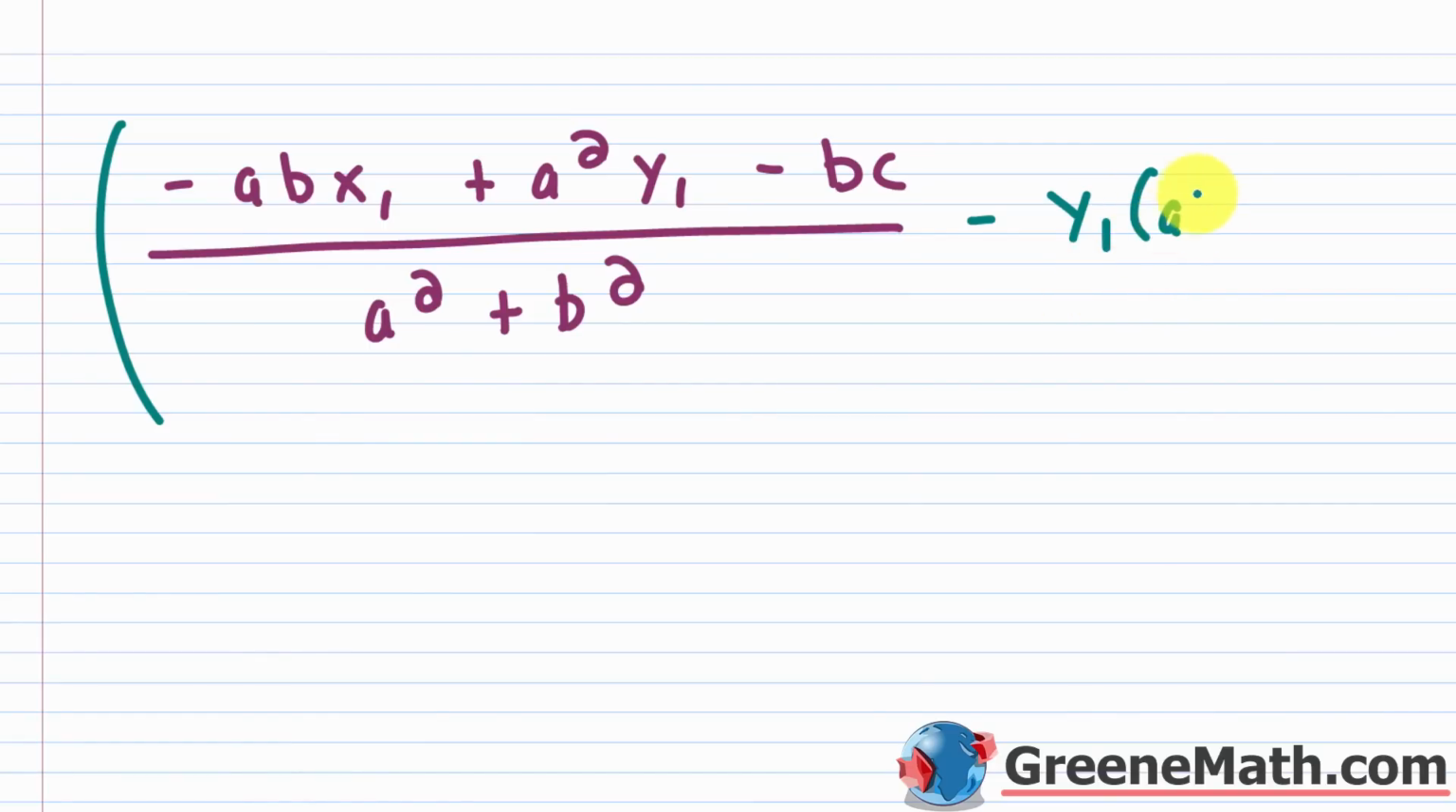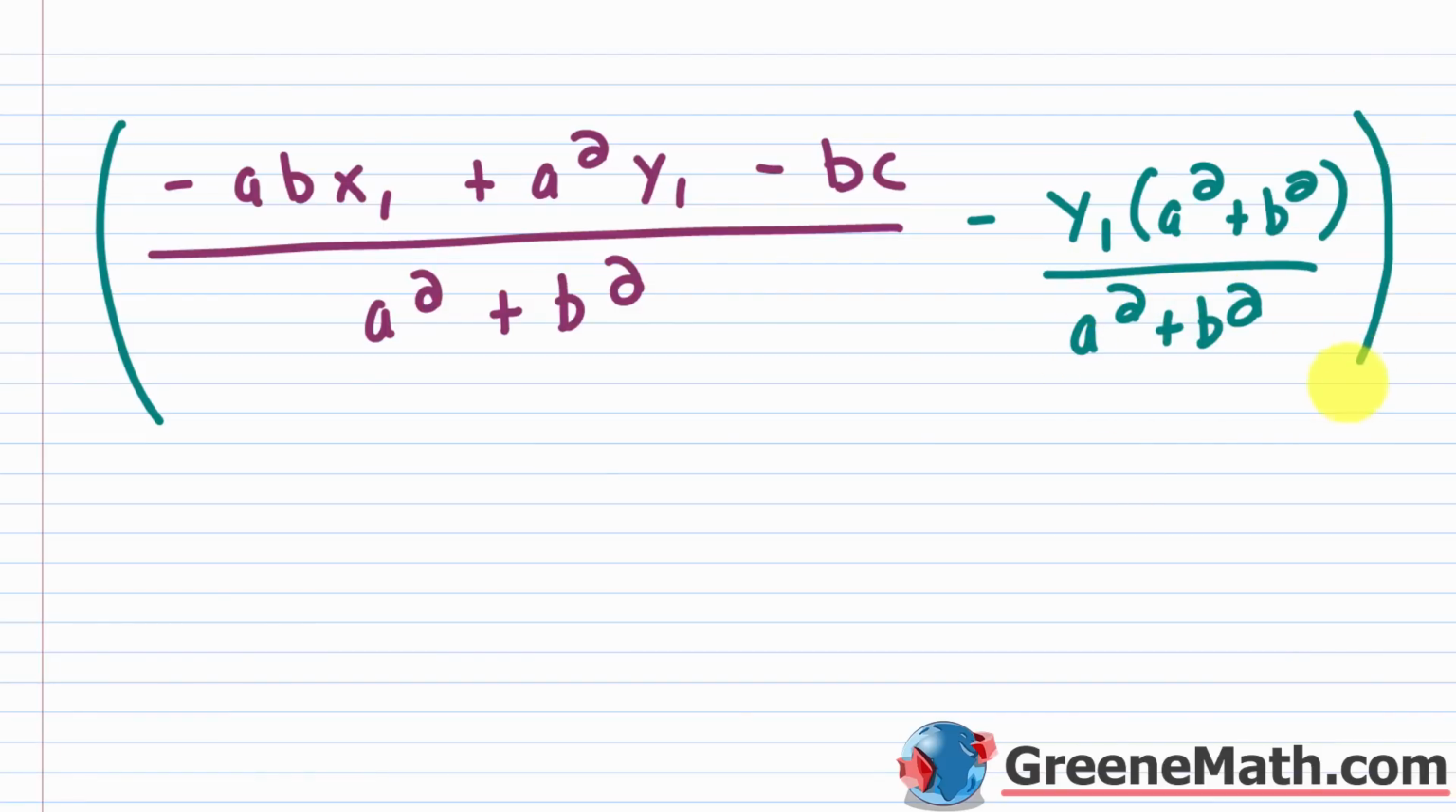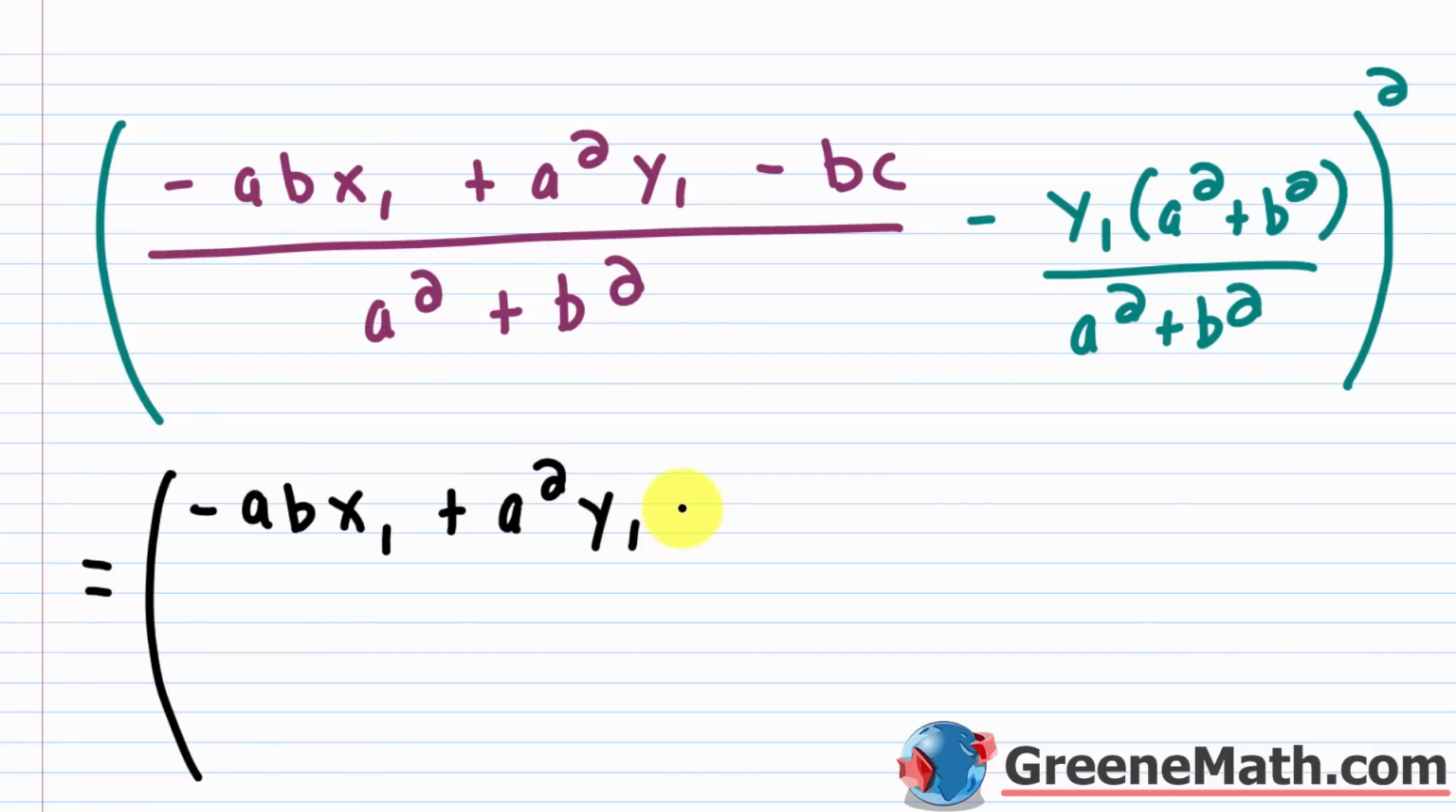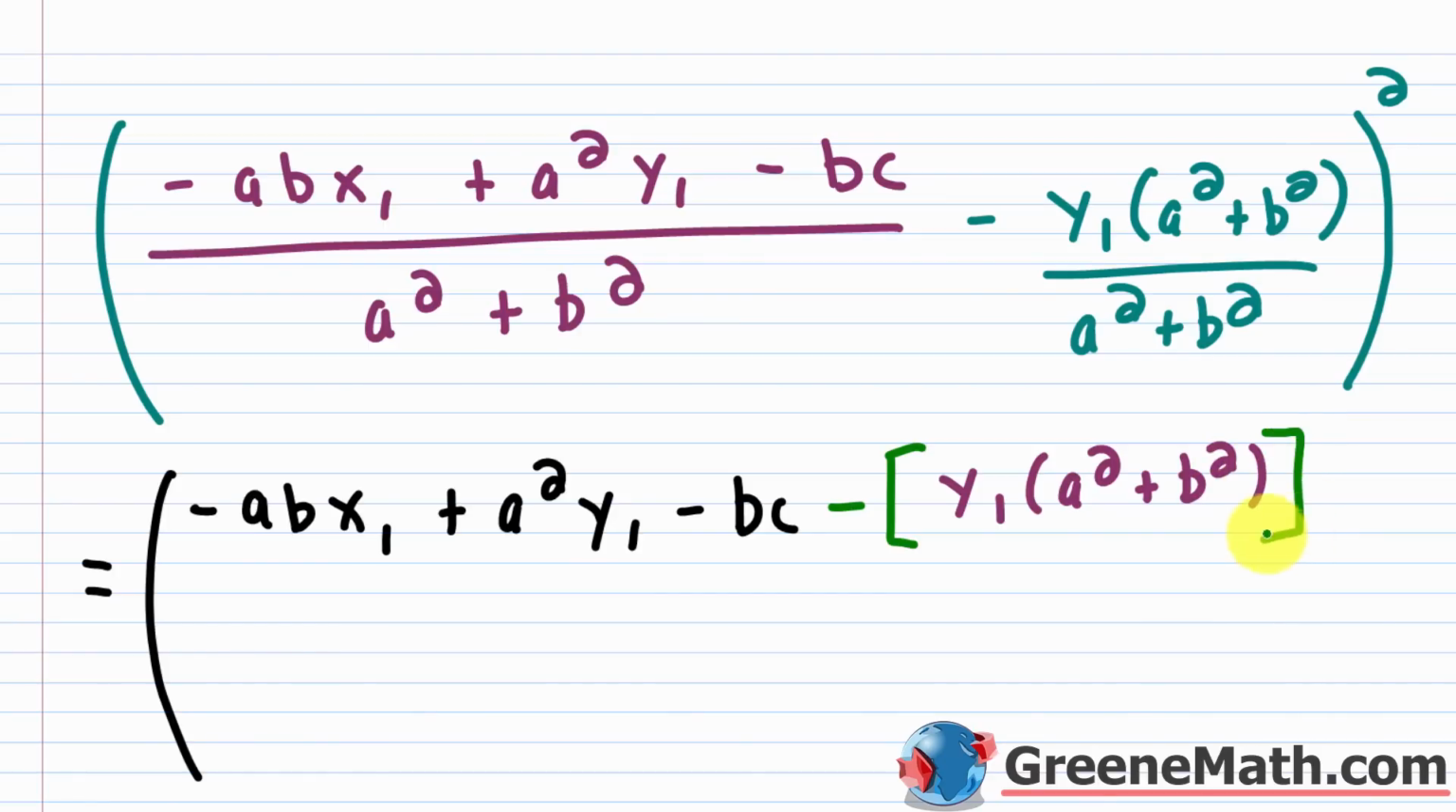So I'm going to multiply this by a squared plus b squared, and this would be over a squared plus b squared. Let me close this back down and say this is squared. Okay, let's put equals here, and then I'll put this in. So you're going to have negative abx sub 1 plus a squared y sub 1 minus bc. Now here's where, again, you need to be really careful. This whole thing is being subtracted away. So what I would do is say that you have minus, and you can use brackets or parentheses, whatever you want to do. Then put this in here, so y sub 1 times the quantity a squared plus b squared. Close that down, and then we're going to close down the brackets.